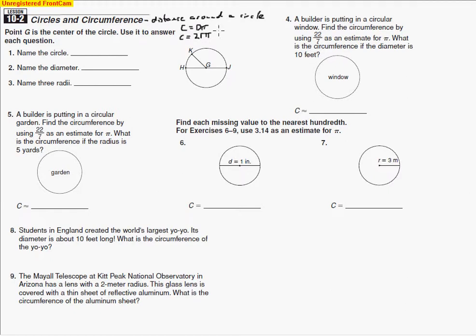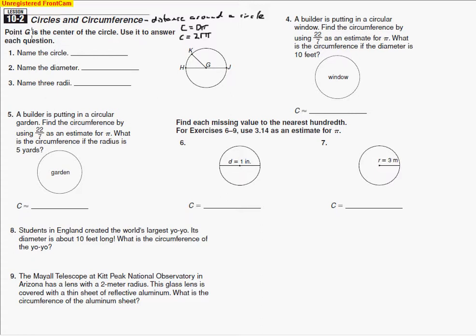Now, a few different ways to use pi. We're going to talk about that today. We can either use the decimal approximation of 3.14, or we could end up using this fraction approximation of 22/7, and we'll talk about when to use each. So let's take a look at the first set of questions that you'll see.